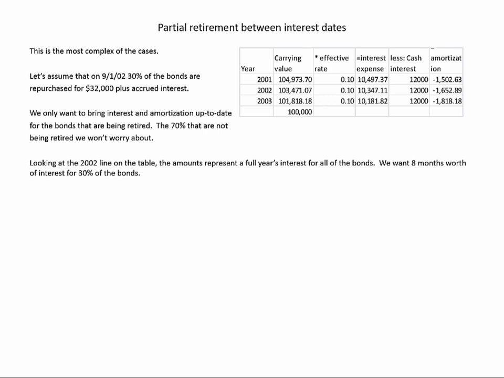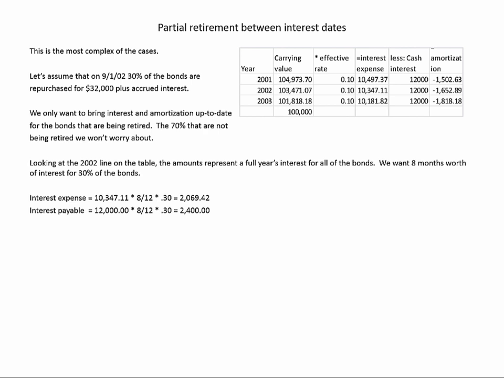We don't want interest expense for a full year for all the bonds. We want interest expense for 8 months, January through August, for 30% of the bonds. So interest expense will be $10,347.11 times 8/12 to get the correct proportion of a year, times 0.3 to get the correct proportion of the bonds, so $2,069.42.